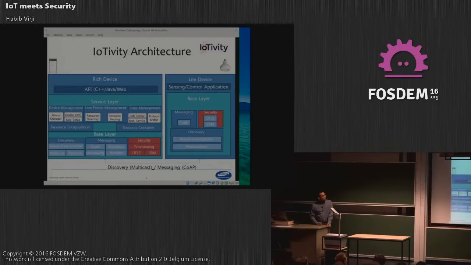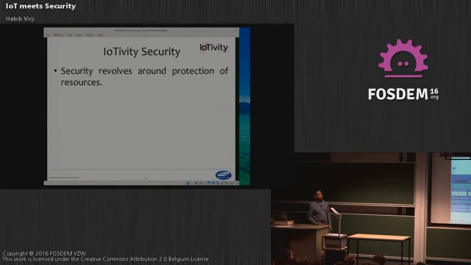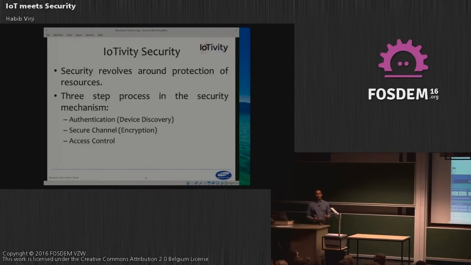It's divided into small and big devices, where the light device has only the base layer. I'm not going to go into the details of all of the layers, but I'm going to concentrate on the security part of the architecture, which includes DTLS. DTLS is Datagram Transport Layer Security, which runs on top of CoAP. CoAP runs over UDP, so DTLS is a version of TLS designed to run over UDP. It also includes the SRM, which is basically a place to securely store all the credential information.